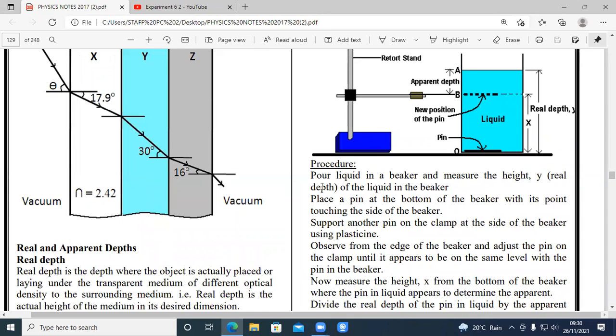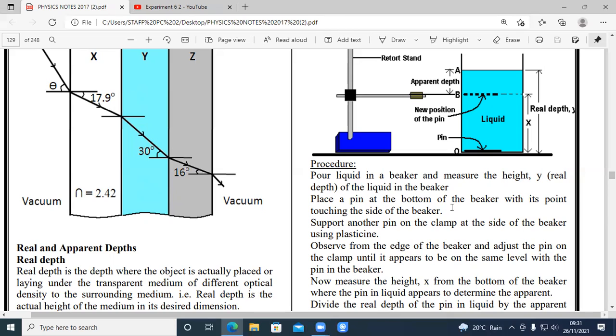The first step is we pour water in a beaker and measure the height, Y. And that Y is representing the real depth of the liquid in the beaker. You don't measure the height of the beaker, but you measure the height of the water in the beaker. Are you together, members? We measure the height of what? Water, not the height of the beaker. That's the first procedure.